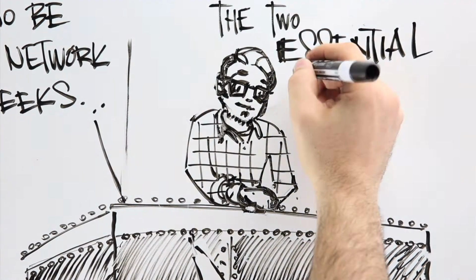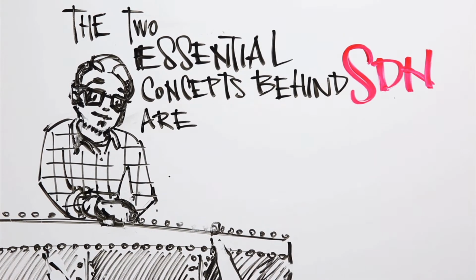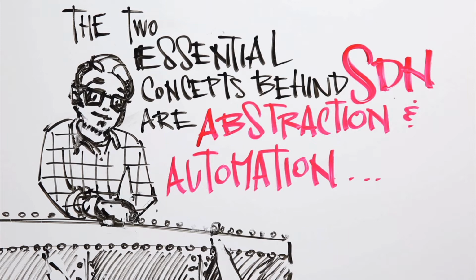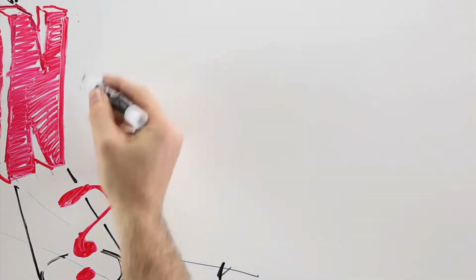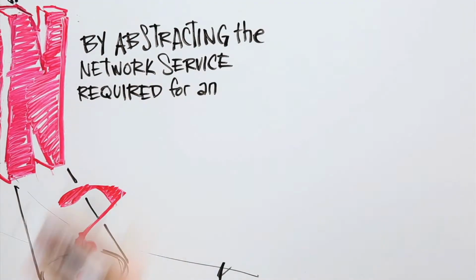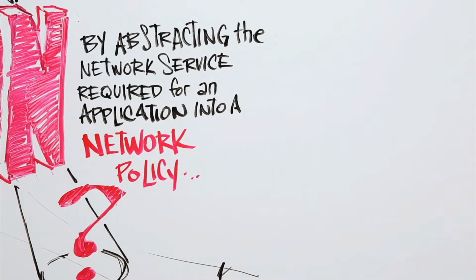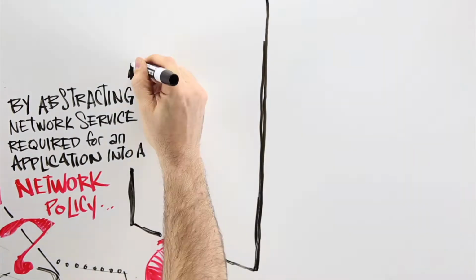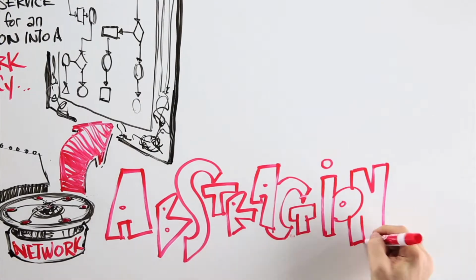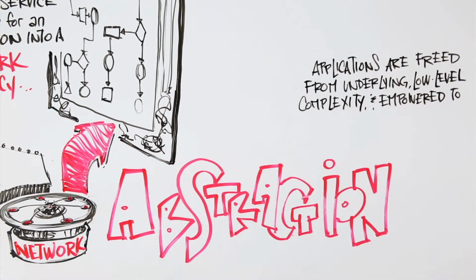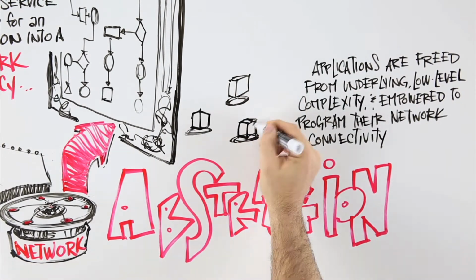The two essential concepts behind SDN are abstraction and automation. By abstracting the network service required for an application into a network policy, applications are freed from underlying low-level complexity and empowered to program their network connectivity.